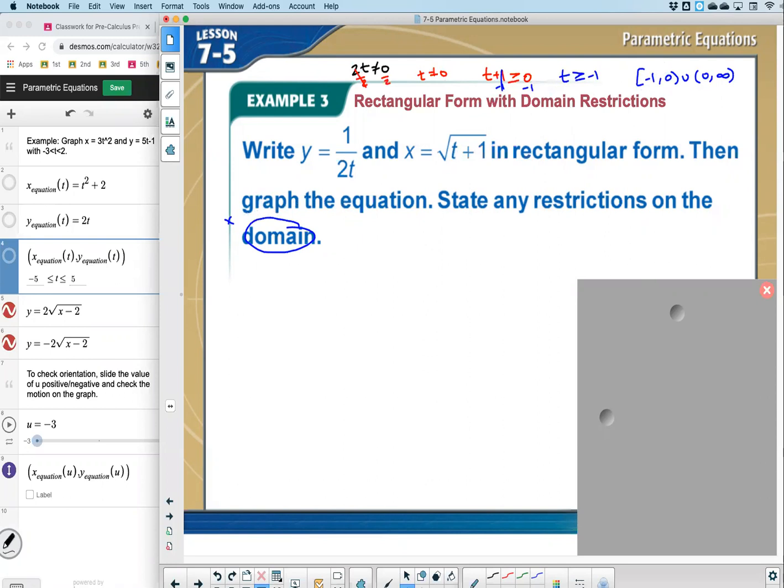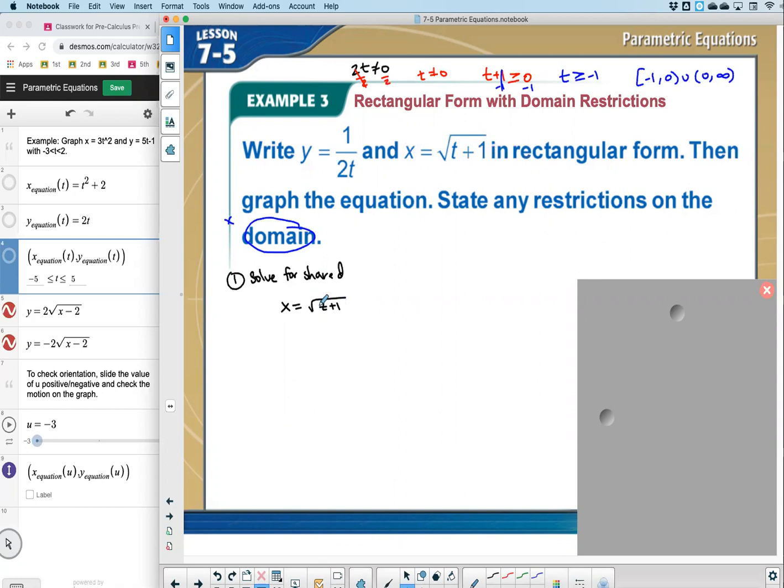Let's figure that out. Step 1, we're going to follow the same steps. We're going to solve for what is shared. So I'll say solve for shared. I'm still starting the same step. Solve for the shared variable. So I'm going to take the x equation and say x equals square root of t plus 1.